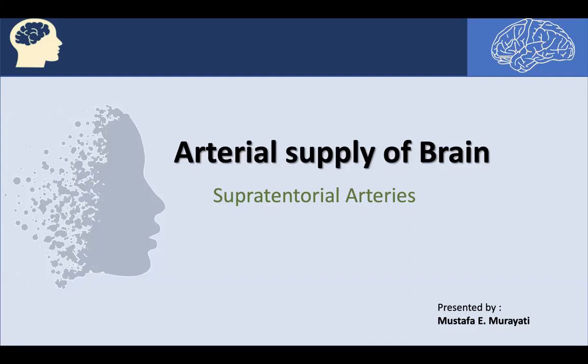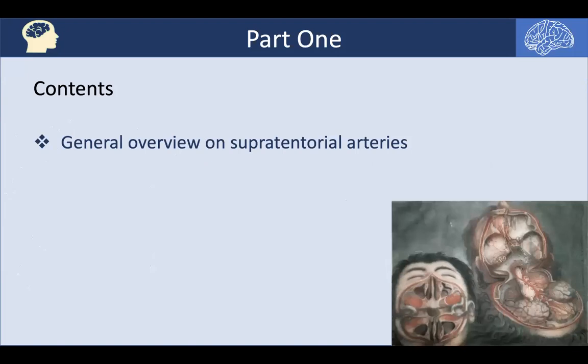In this series of lectures, I'm going to talk about the arterial supply of the brain, and especially we will discuss the supratentorial arteries, the arteries above the tentorium cerebelli. In this first part, the content of this presentation will be to take a general overview of the supratentorial arteries, their origin and distribution.